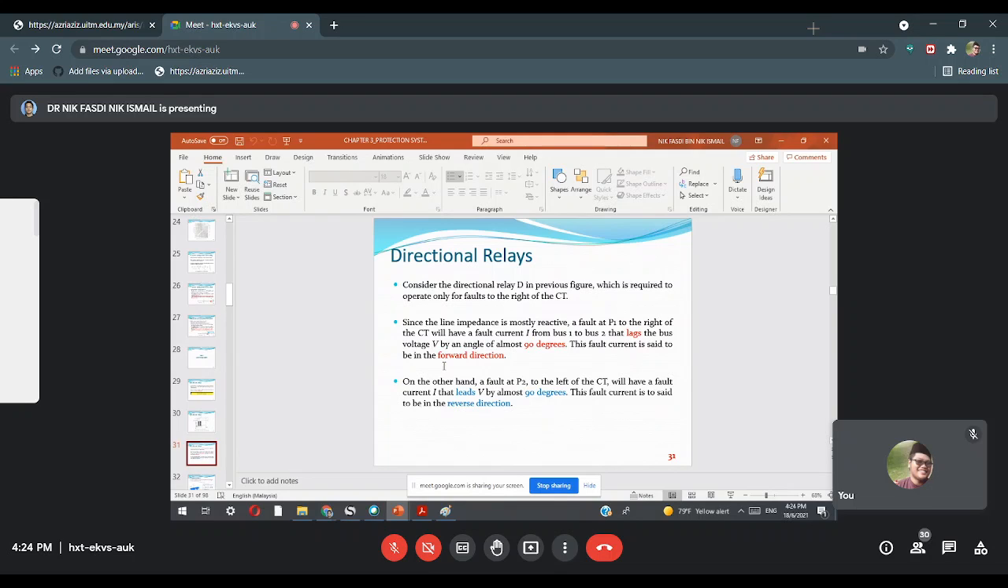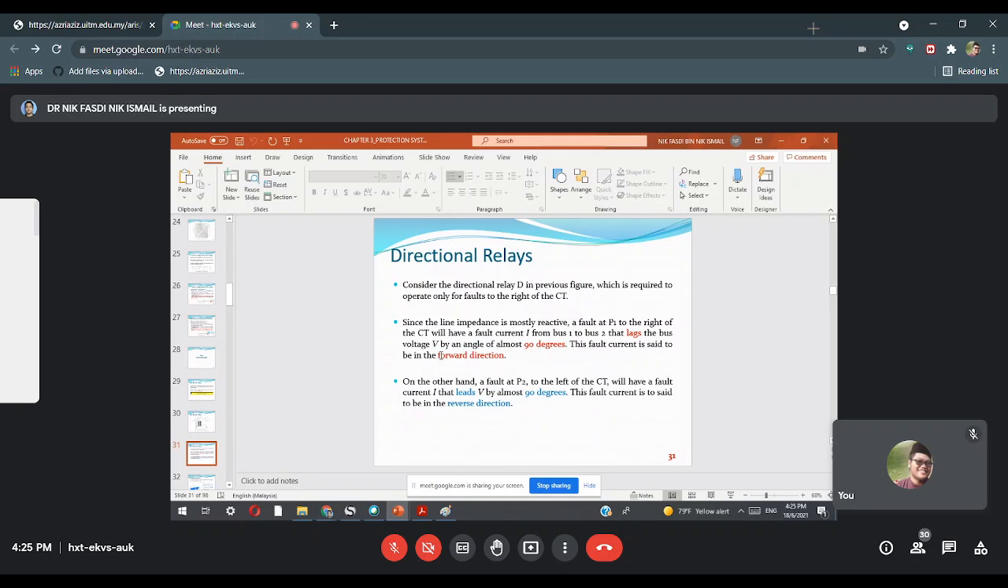This fault current is said to be forward direction. On the other hand, fault at P2 to the left of the CT will have fault current I that leads V almost 90 degrees. This fault current is said to be reverse direction. So kat sini you nampak satu forward direction and reverse direction. So jangan confuse dengan lagging and leading. Itu dalam power factor. Ini lain. Ini ialah untuk directional.